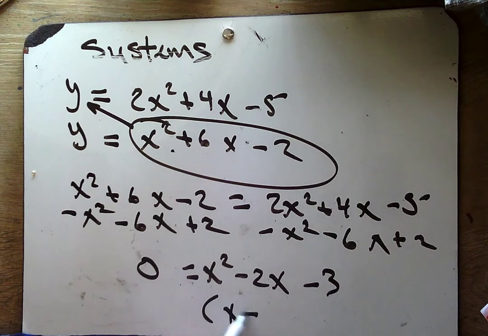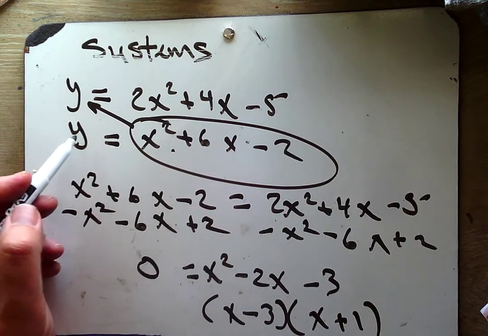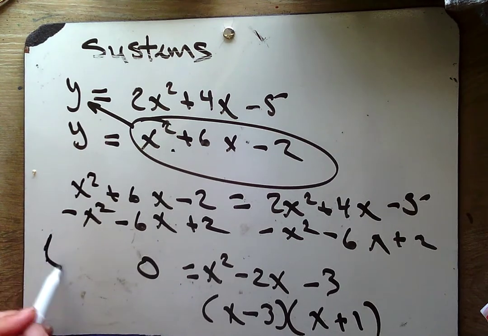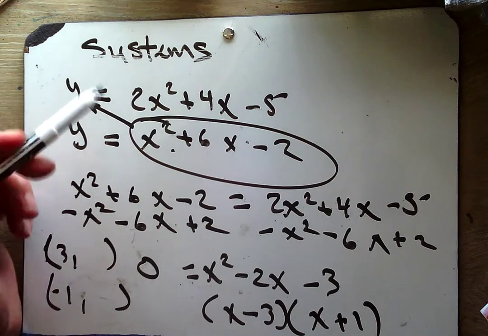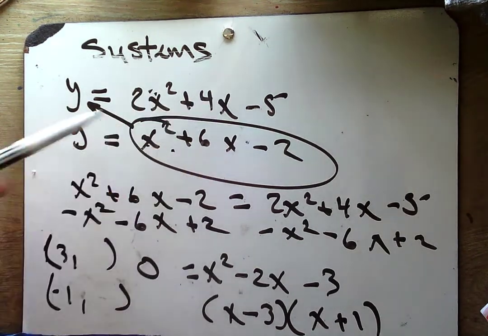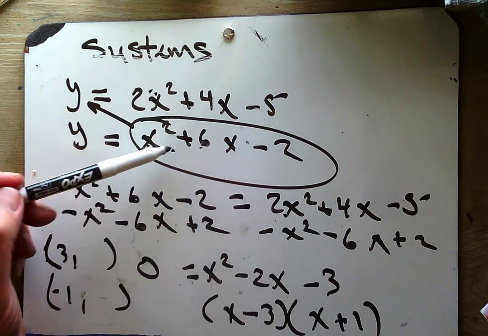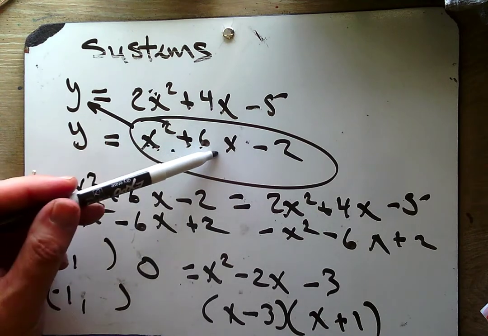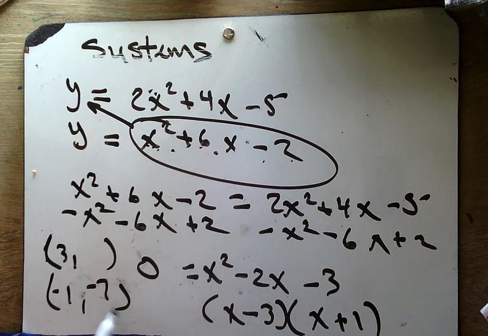And certainly that will factor as x minus 3 and x plus 1. I know the x coordinates of the points of intersection, but I still need to find out what y equals. So I better plug a negative 1 in for all the x's in one of the equations. Negative 1 squared is 1. Negative 1 times 6 is negative 6. 1 plus negative 6 is negative 5. Negative 5 minus 2 is negative 7.